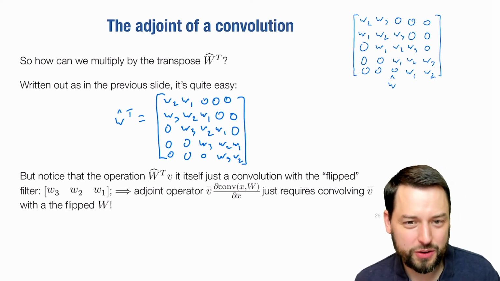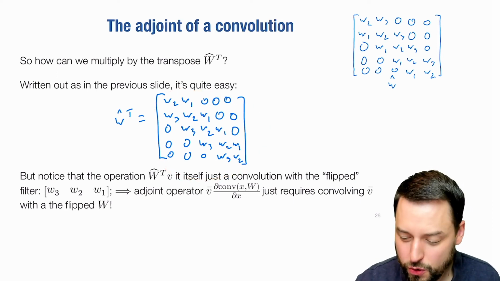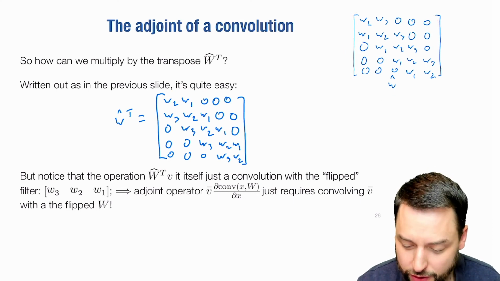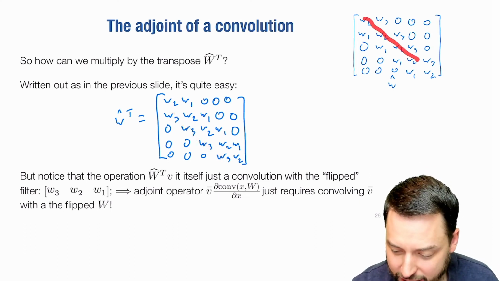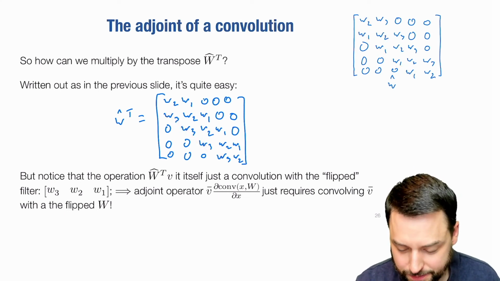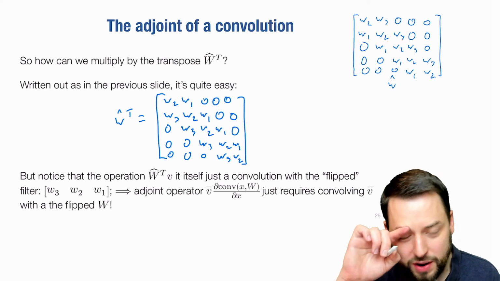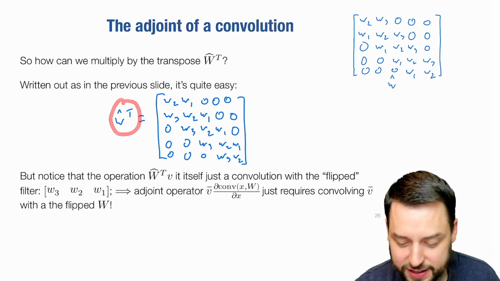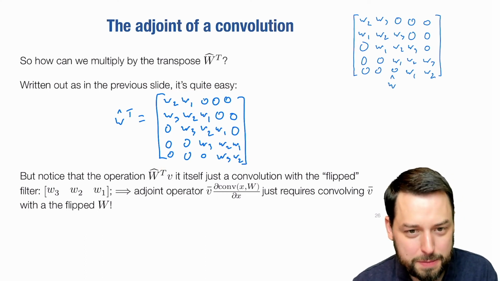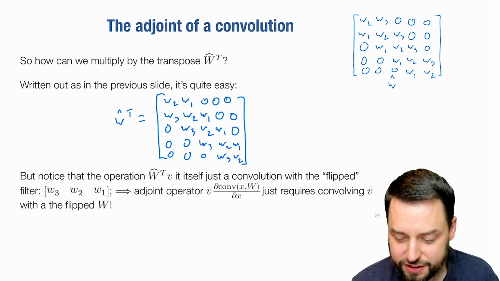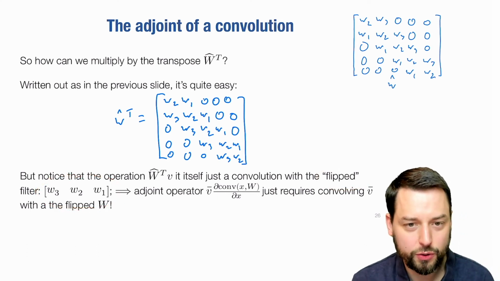But now something really cool happens, which is that this matrix looks a whole lot like this one. It has the exact same elements on the diagonal, and the bands are all the same, just like in this one. The only difference is the ordering. This one has the ordering W3, W2, W1, and this one has the ordering W1, W2, W3. But the point is, multiplying by the transpose of this matrix is also a convolution. Multiplying by it is exactly convolving an input with the same filter, just flipped. So instead of convolving with W1, W2, W3, we convolve with the left-to-right flipped version of this filter.